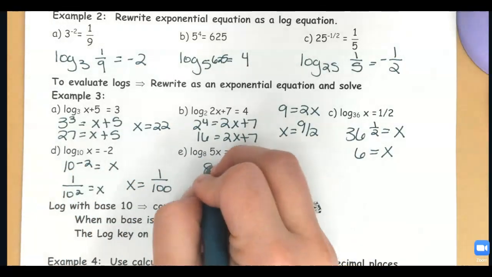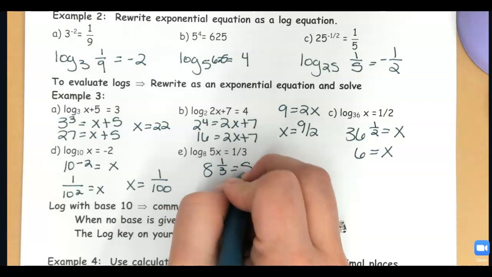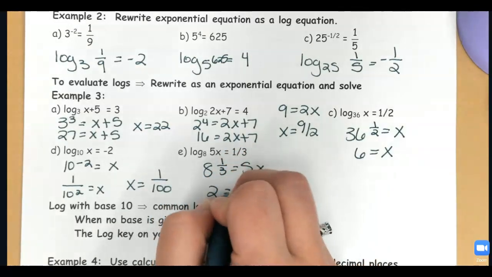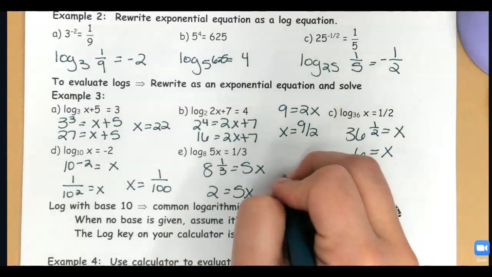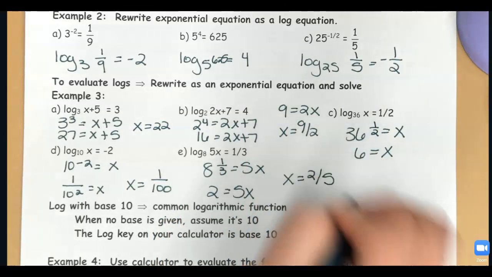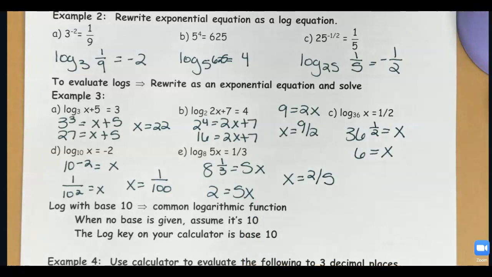And then 8 to the 1/3 equals 5x. Cube root of 8 is 2. So I just have to divide by 5. And there are my values of x.